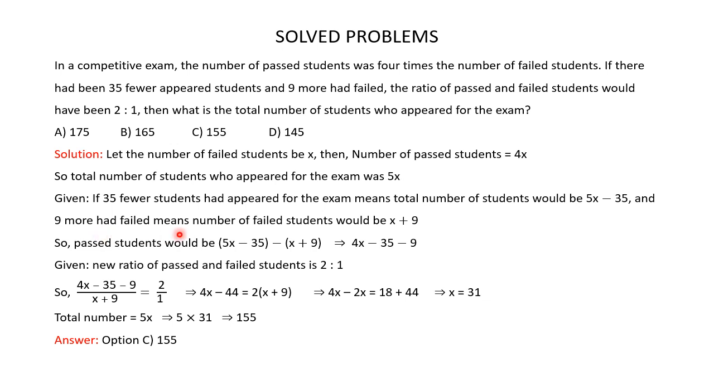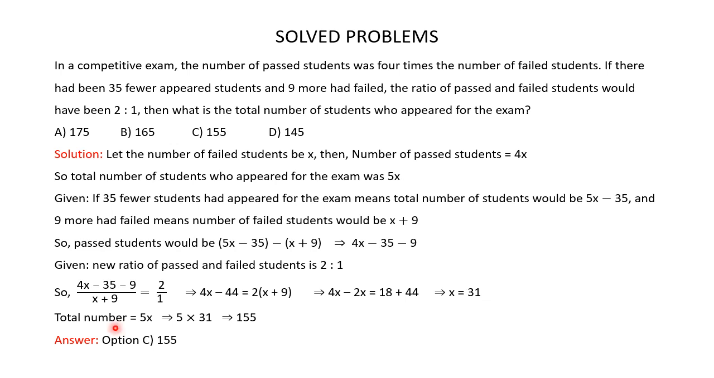And 9 more had failed means number of failed students would be x plus 9. So passed students would be 5x minus 35 minus x plus 9, which is nothing but 4x minus 35 minus 9. Now it's given that the new ratio of passed and failed students is 2 is to 1. So 4x minus 35 minus 9 divided by x plus 9 is equal to 2 by 1. On solving, we get x is equal to 31.